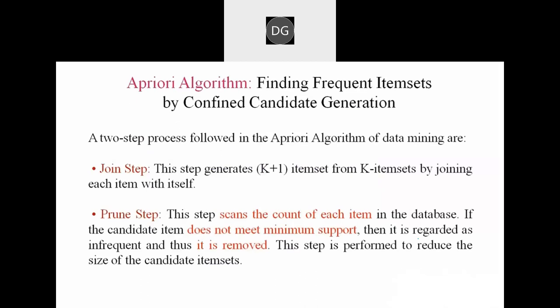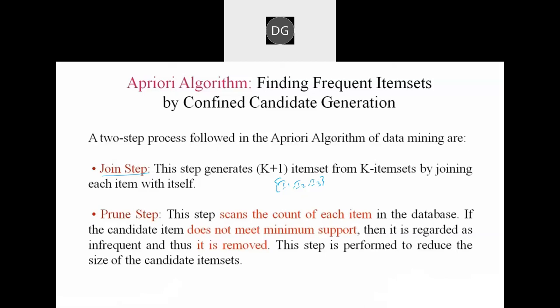Join step means initially we will start with one item, then we will take it to pairs, two-item pairs, and then we will increase to 3, 4, like that. Increasing is what we call the join step. For example, item 1 is there, item 2 is there, and item 3 is there. Okay, 3 items you have joined.